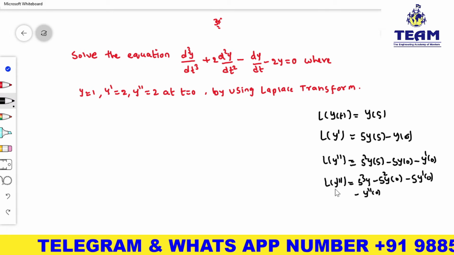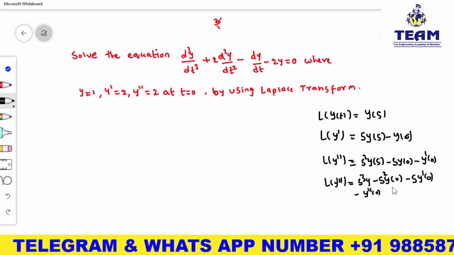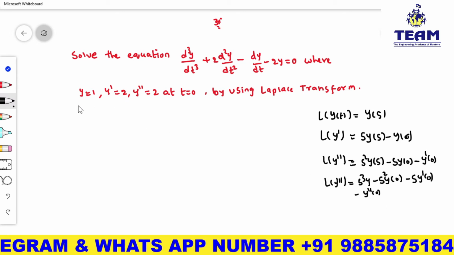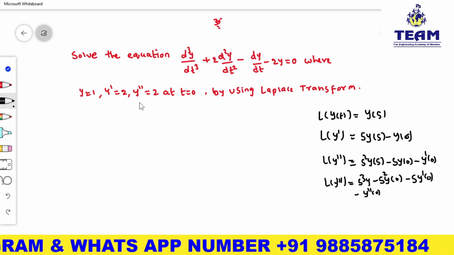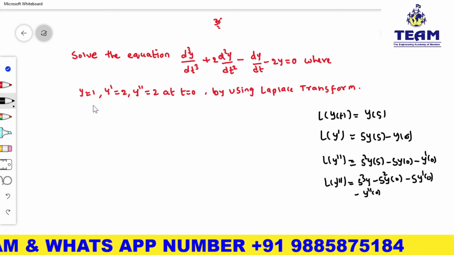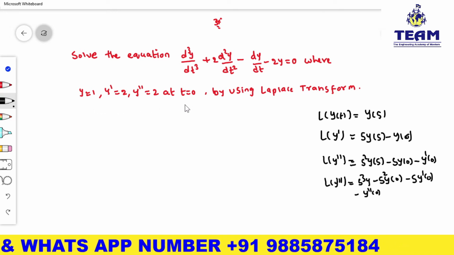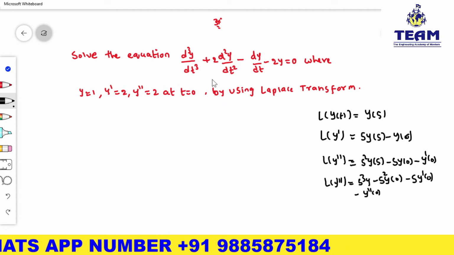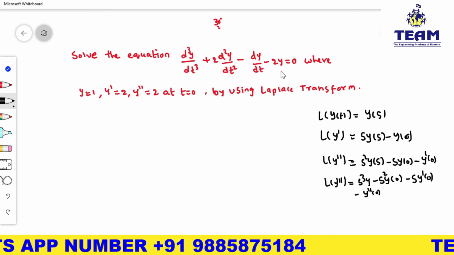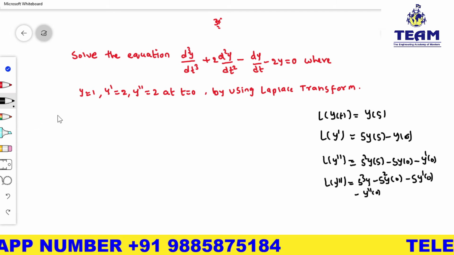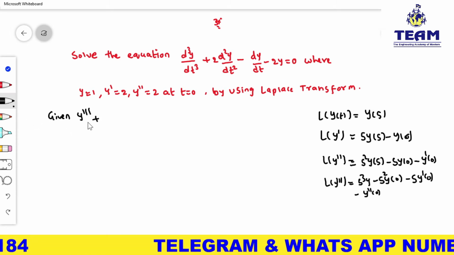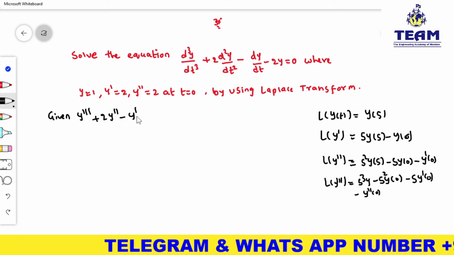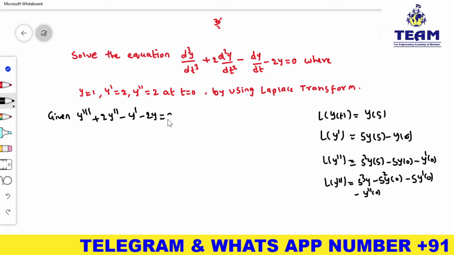Friends, here you observe L of y triple dash has y of 0, y dash of 0, y double dash of 0, nothing but the y value, y dash value, y double dash value at t is equal to 0. So here they have given the conditions also. Now we have to use these conditions to solve the Laplace transformation of the differential equation. So friends, first I am writing the given problem. Given that y triple dash plus 2y double dash minus y dash minus 2y is equal to 0.